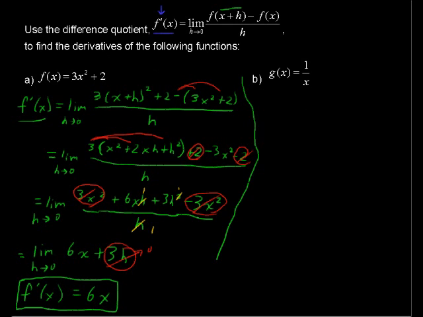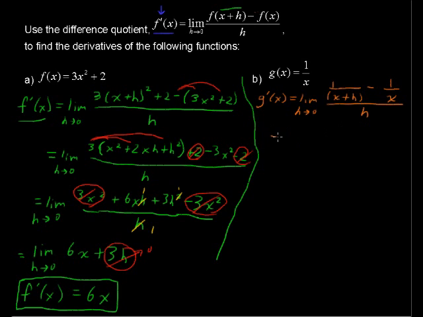But I'm going to go through this whole thing and take the first derivative, g of x equals the limit as h approaches 0 of 1 over x plus h minus, I am subtracting here, 1 over x, the original function, all over h. Now to simplify this, what we have is just a complex fraction.